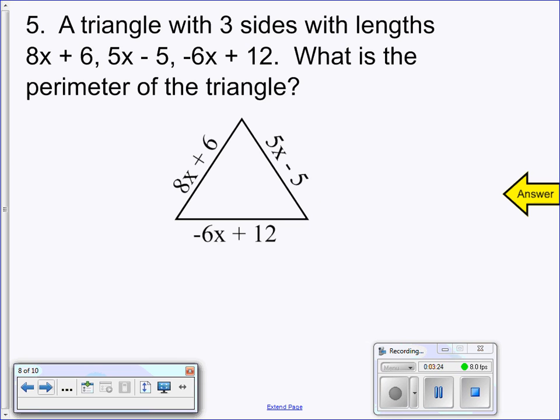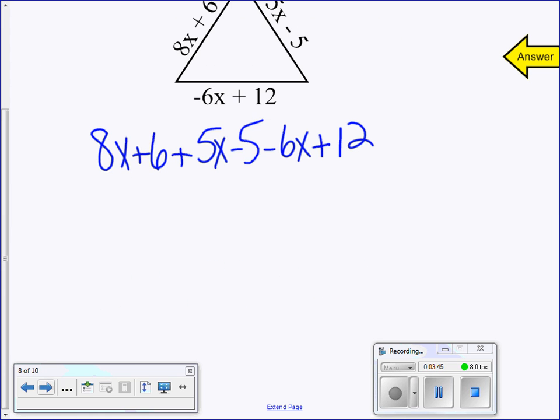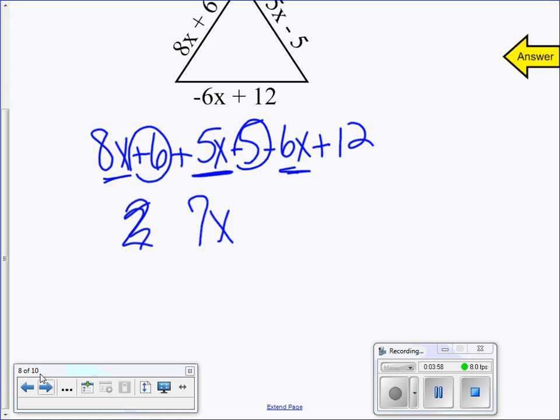A triangle with 3 sides and with lengths of 8x plus 6, 5x minus 5, and negative 6x plus 12, what is the perimeter? So we're going to add them up. 8x plus 6 plus 5x minus 5 minus 6x plus 12. We're just adding, so I'll combine like terms. 8x and 6x, that's 2x. Uh-oh, we forgot about this one. So that's 7x. Then we've got 6, 5, and 12. So that's plus 13.